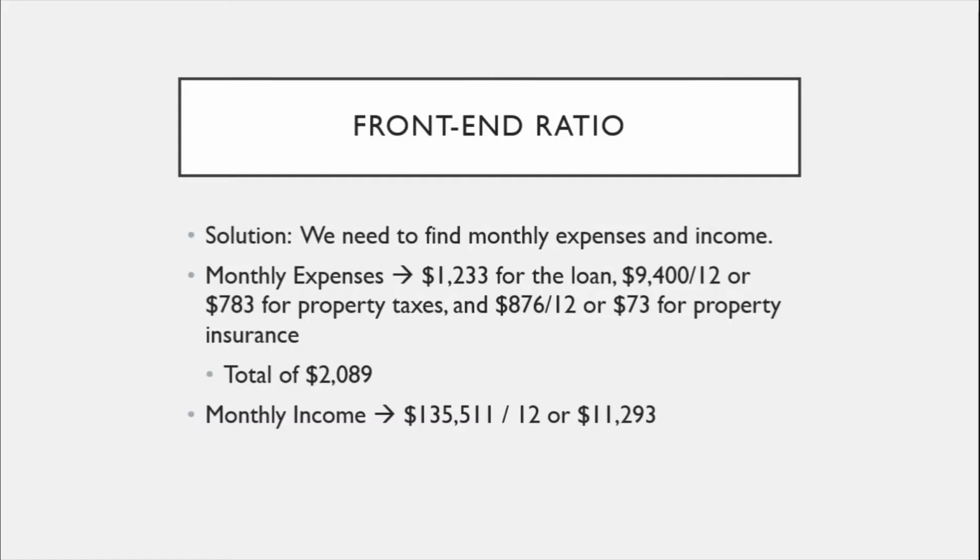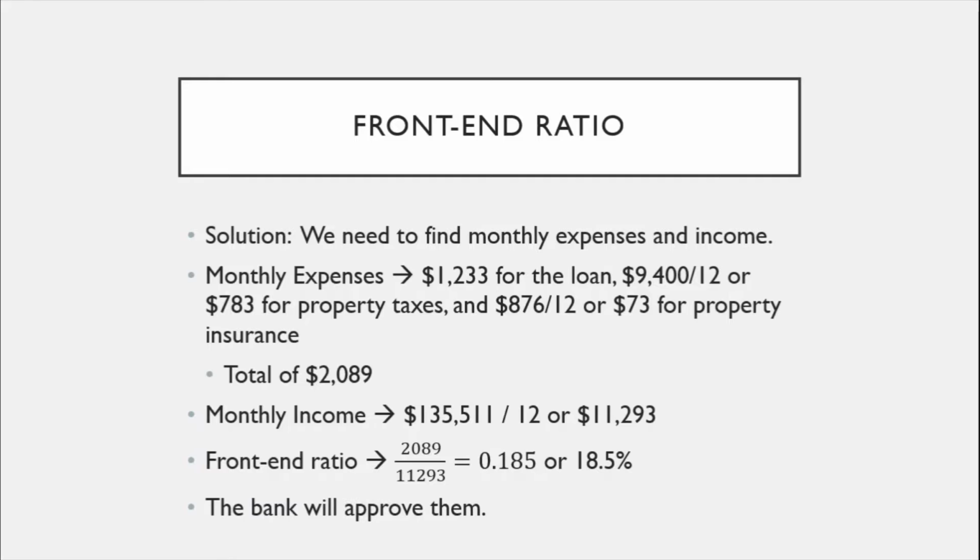Now we need to do the same thing with our monthly income. So we take the money that they make each year, that $135,511, divide that by 12, and that gets us about $11,293 a month. And then we want a ratio, so we divide them. So you take 2,089 divided by 11,293, and you get 0.185, which is about 18.5%. So this is well under the 28% that the bank is looking at. So just based on that, if their credit score is good, the bank will approve them.